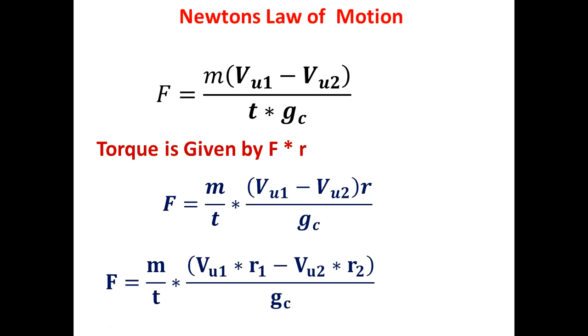So the mass flow rate of the fluid per time, into VU1 minus VU2, multiplied by R, will give the torque. So this is m divided by t, VU1 into R1 minus VU2 into R2. This will give you the torque.